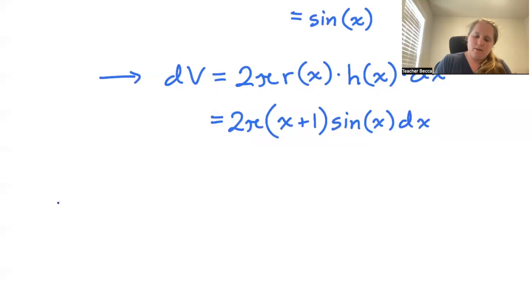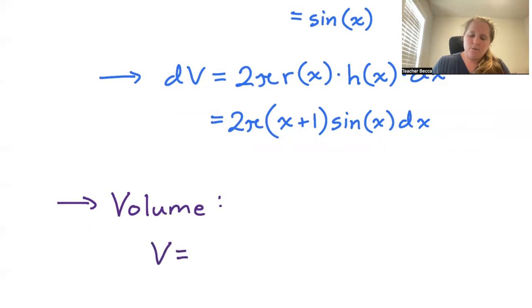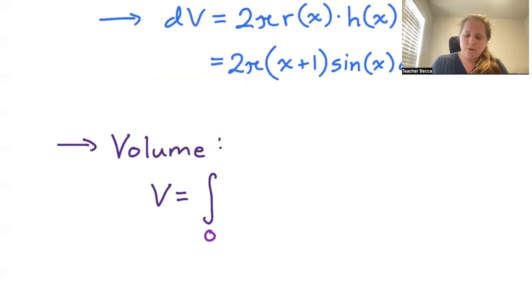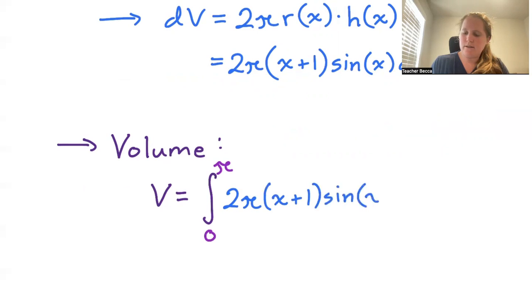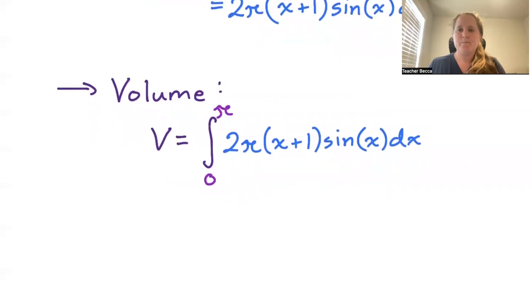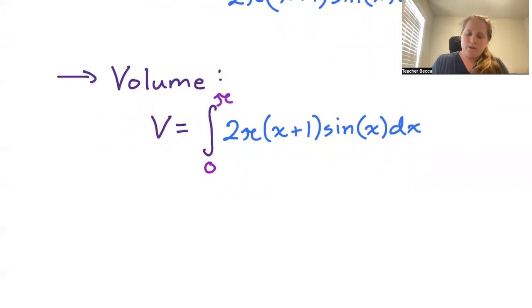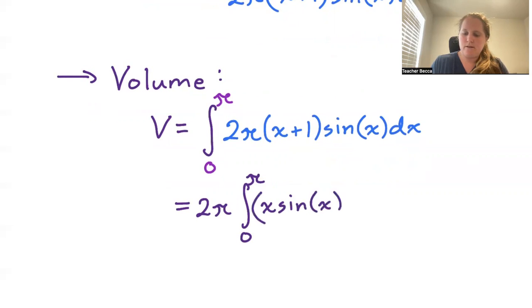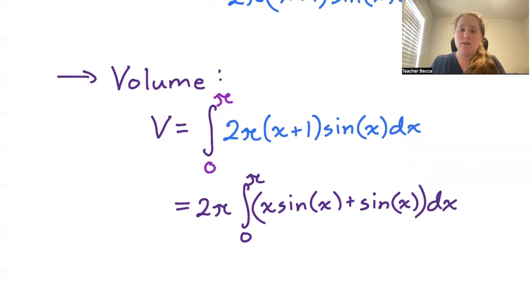Putting this all together, our volume V is equal to the definite integral from 0 to pi, which is what our x values ran through, of 2 pi times x plus 1 times sine of x dx. So this becomes 2 pi times the integral from 0 to pi of x sine of x plus sine of x dx. Once again, we have a little integration by parts going on.